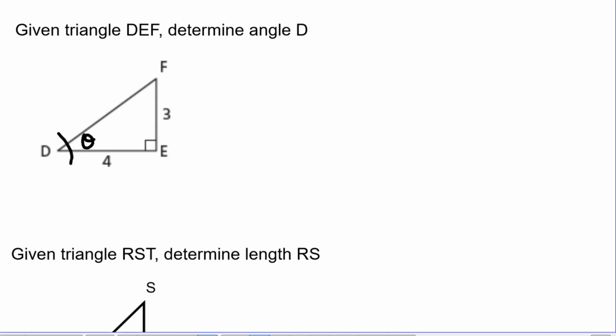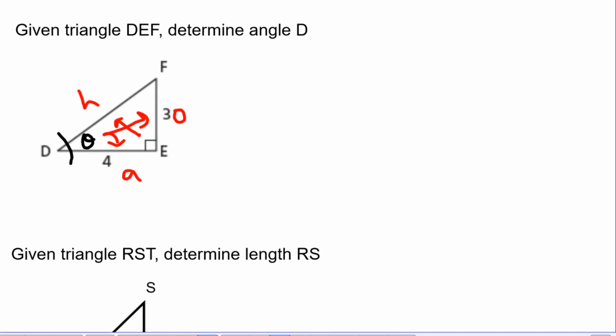So because I'm working with angle D, I want to make sure I label my sides in relation to angle D, which means that this side 3 is my opposite side because it's opposite that angle. This side 4 at the bottom is adjacent because it's adjacent to my angle. And this length DF, from point D to point F, is my hypotenuse because that's my longest side. It's the one across from the right angle. Make sure you're able to properly label these triangles.